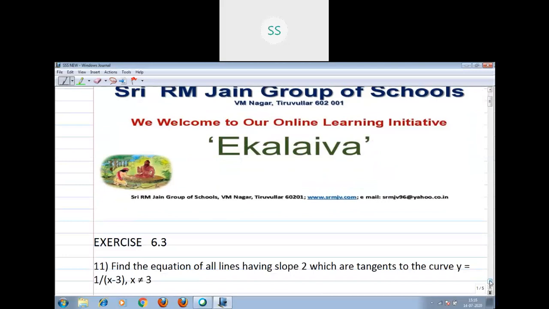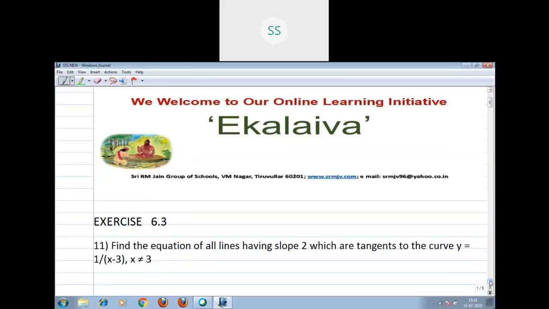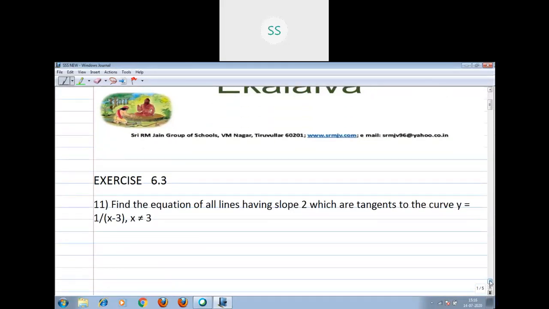First step, because they are expecting the equation of the tangent. Find the equation of the tangent. First step, you want to differentiate. What is given in your question, the curve equation is y is equal to 1 by x minus 3. Solution. First step, what do you want to do? Very good. You want to find dy by dx.